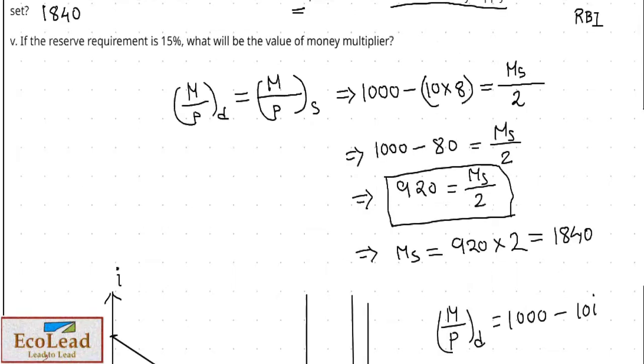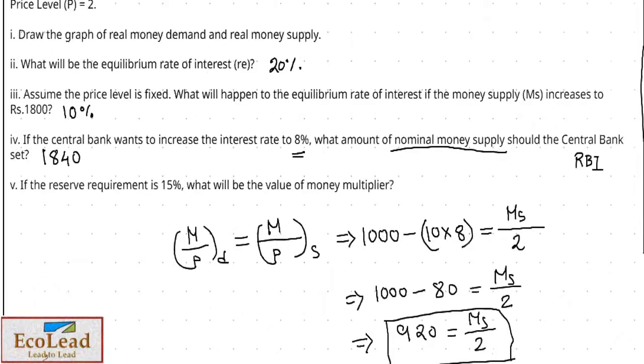So all 4 questions we have solved. Now the fifth question. The fifth question is a little tricky and it is not actually directly related with the previous 4 questions. Here what is given? That the reserve requirement is 15. If the reserve requirement is 15, what will be the value of the multiplier? Just here I am solving it by changing the color of the pen.